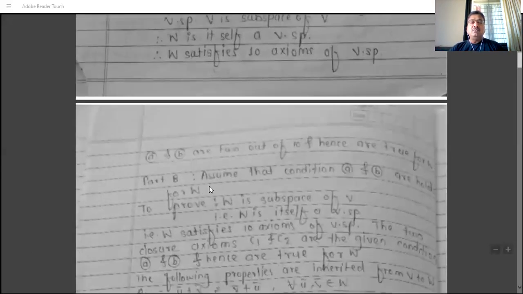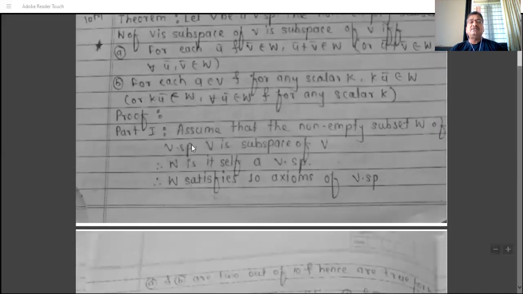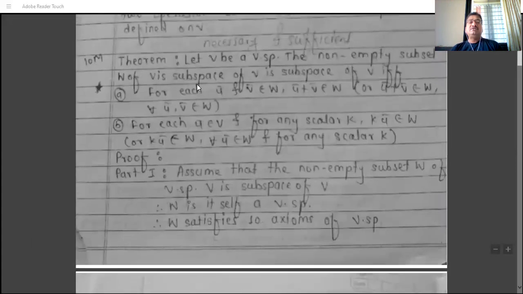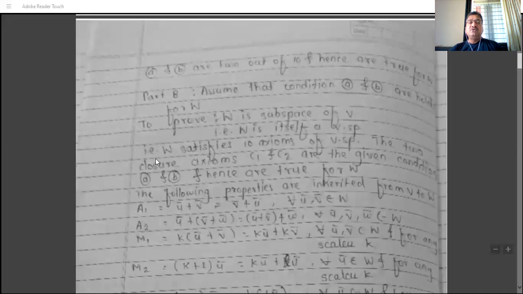Now in part two, part B, this is called the sufficient part. The previous one was the necessary part. Now the sufficient part: assume that the conditions A and B hold for W, or are true for W. We assume this. And now what do we have to show? We have to prove W is a subspace of V.